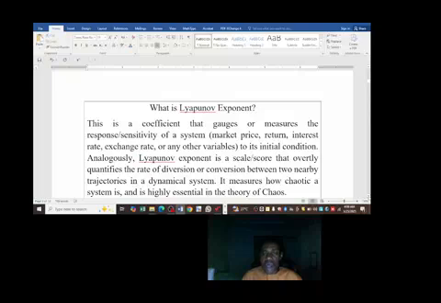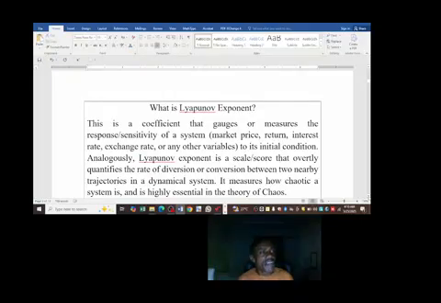Alternatively, Lyapunov exponent or coefficient is a score that quantifies the rate of divergence or convergence between two infinitesimally close trajectories in a dynamic system. So it is a score that measures how two infinitesimally close trajectories diverge or converge over time in a dynamic system.